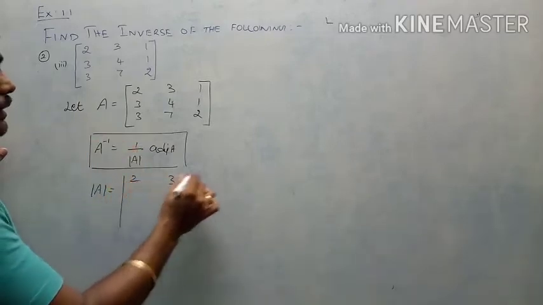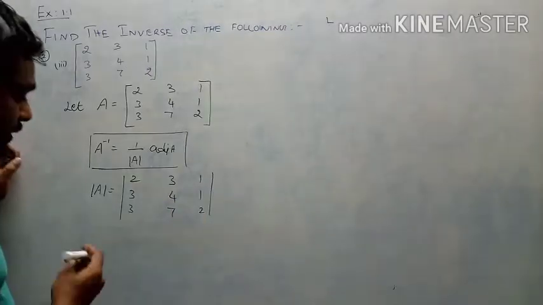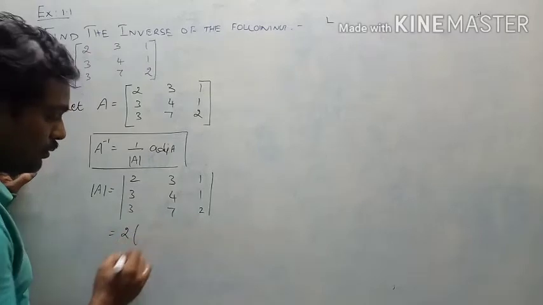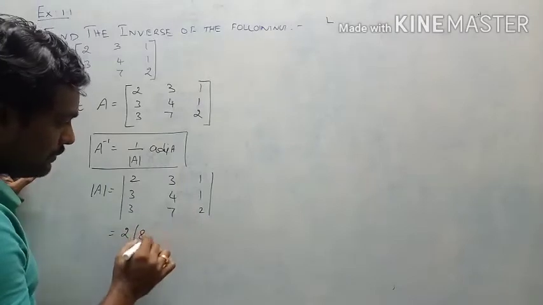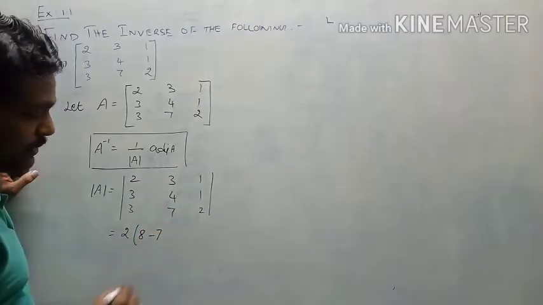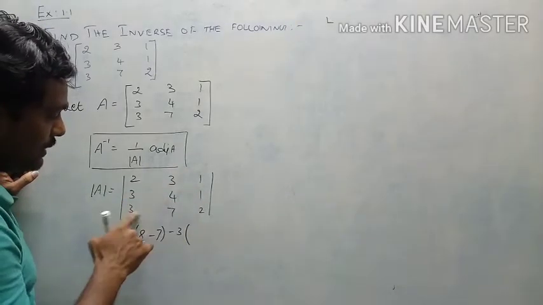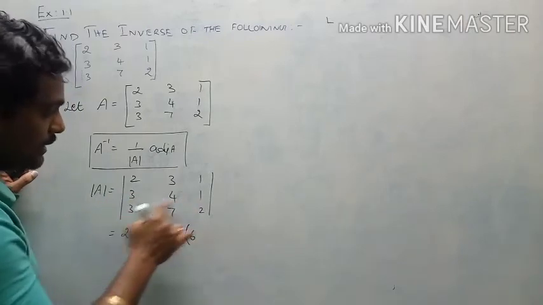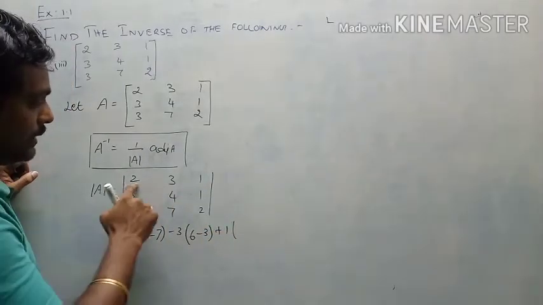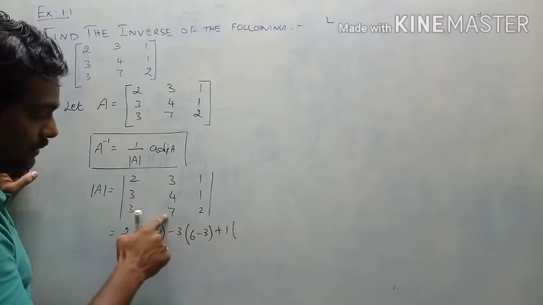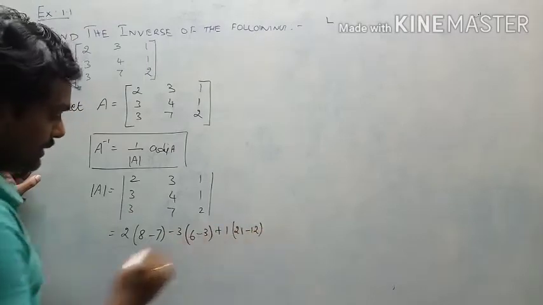It will be 2, 3, 1, 3, 4, 1, 3, 7, 2. Now expand the determinant. Plus 2, open bracket, just leave the respective row and column. I have 4, 1, 7, 2. 4 2s are 8, 7 1s are 7, opposite sign minus, minus 3, just leave the respective row and column. I have 3 1, 3 2. 3 2s are 6, 3 1s are 3, opposite sign minus 3, plus 1, open bracket, just leave the respective row and column. 3 4, 3 7. 3 7s are 21, 3 4s are 12 with minus, opposite sign.